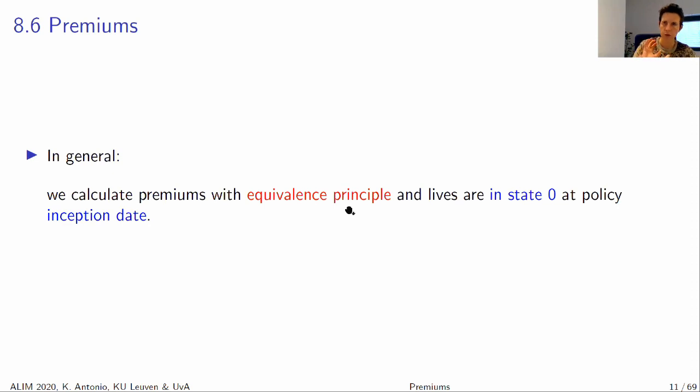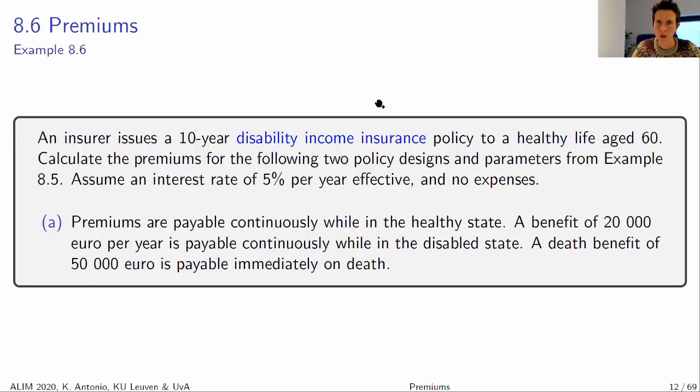Okay, so how do these pricing formulas lead us to premium calculations? Well, then the only thing we have to do is to match the EPV of income with the EPV of outflow and to calculate the premium from this equivalence. Yeah? So that's going to be our driving force, this equivalence principle. We're going to assume that we start with insureds with lives in state zero at the policy inception.